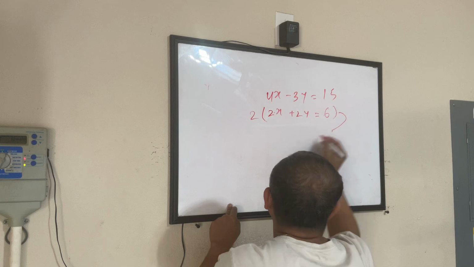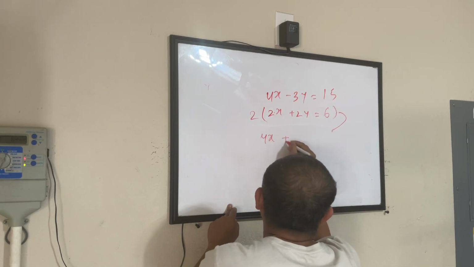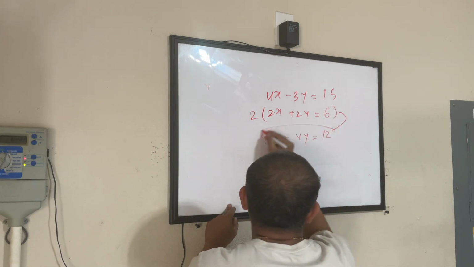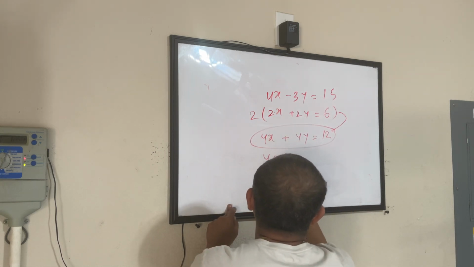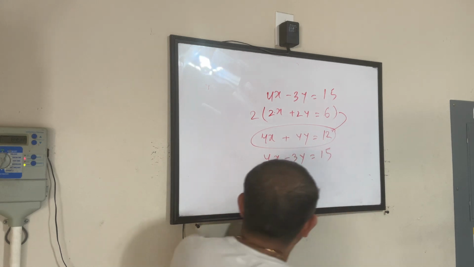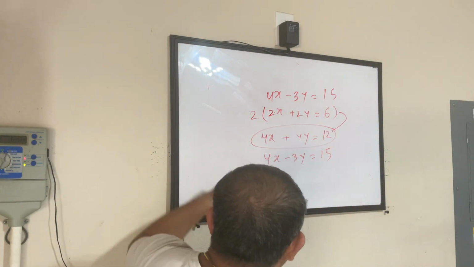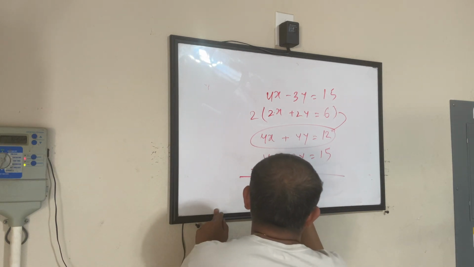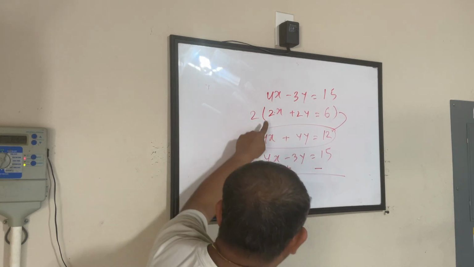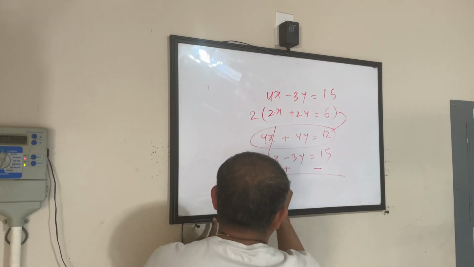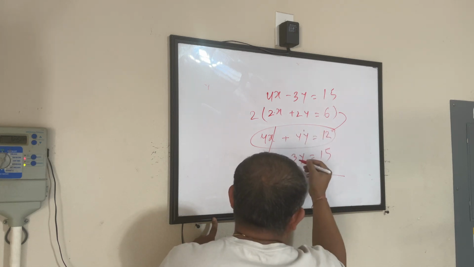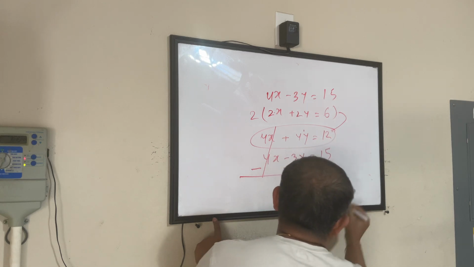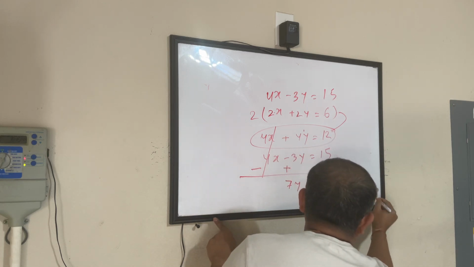What I'm doing is, I'll multiply it by 2. So this equation becomes 2 into 2, 4x, plus 2 into 2, 4y, equal to 2 into 6, 12. So my equation became this. I have another equation as 4x minus 3y equal to 15. Now I can play with this. I will subtract this equation from this equation. Let's see what happens. This is minus, this becomes minus into minus plus, and this becomes minus. What do I get? 4x minus 4x, this becomes null and void. 4y plus 3y, 7y, equal to 12 minus 15, minus 3. Y equals minus 3 by 7.